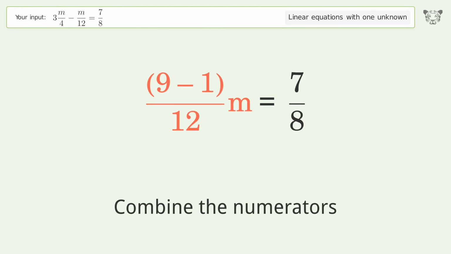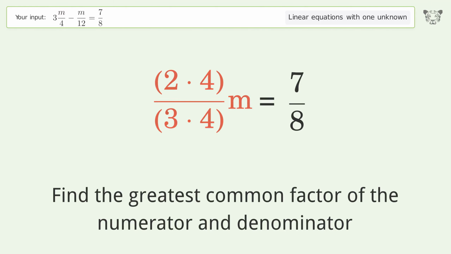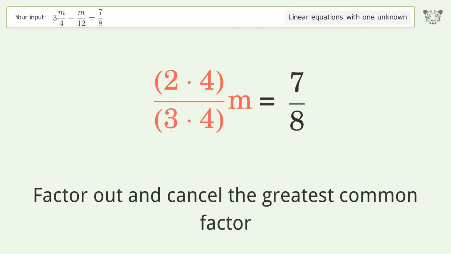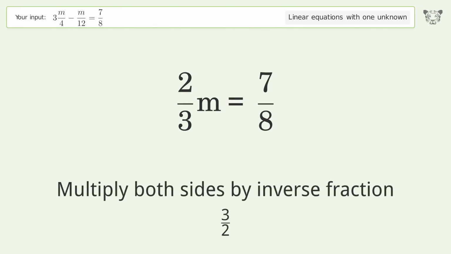Combine the numerators. Find the greatest common factor of the numerator and denominator. Factor out and cancel the greatest common factor. Isolate the m. Multiply both sides by inverse fraction 3/2.